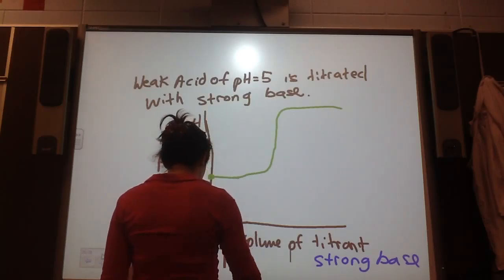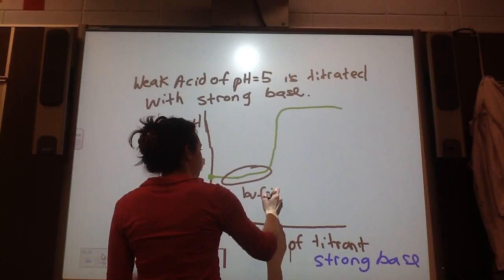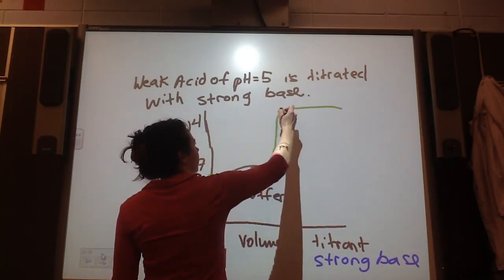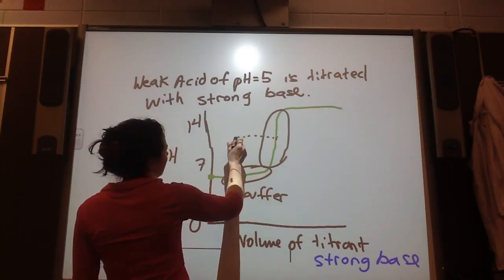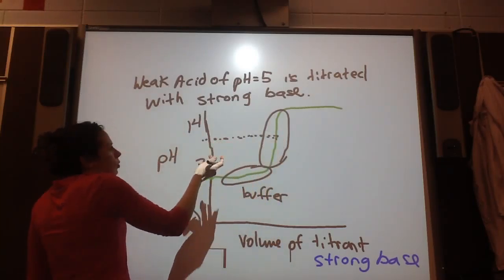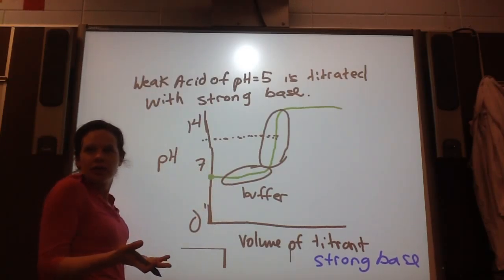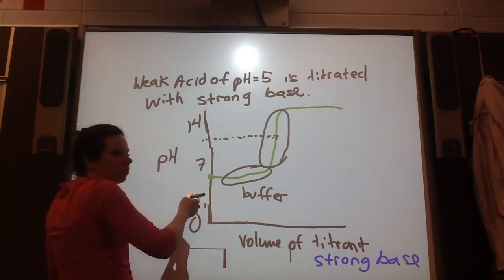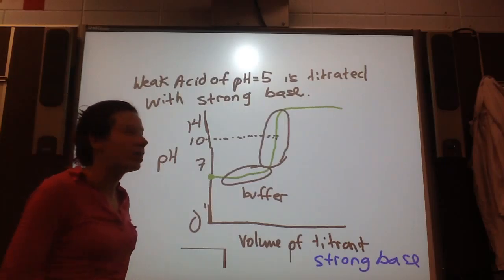So now, here's my buffer, like normal. And if I look at this line, about halfway, I don't know, approximately maybe like 10 or 11, would you say? Maybe like 10? I don't know. It's not really a perfect graph here.